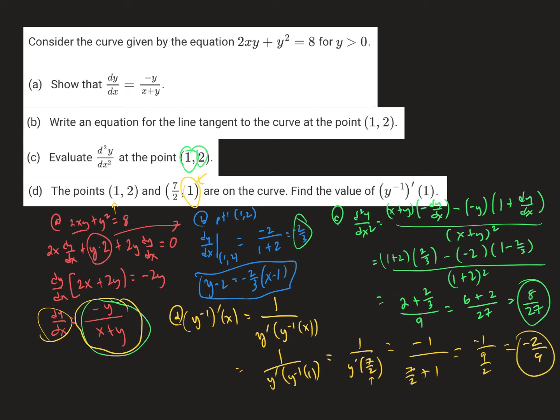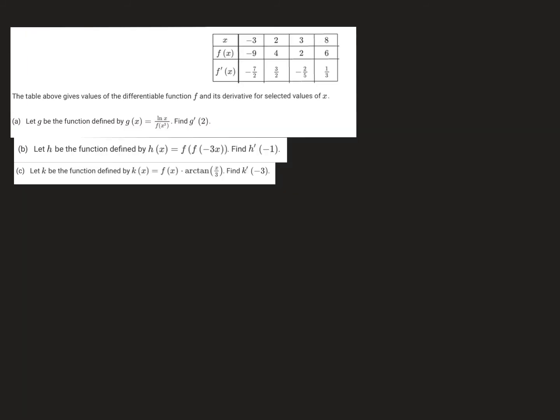All right, the other FRQ looks like this. Again, we're given a table. We've had a problem like that before. And you're asked a series of derivatives here. So part A says let the function be g and let it be defined thusly, ln of x over f of x cubed, find g prime of 2.